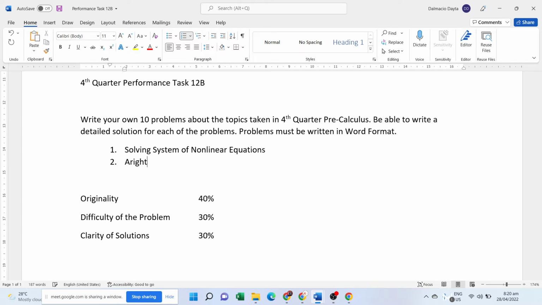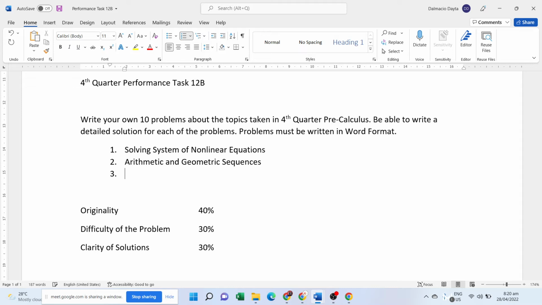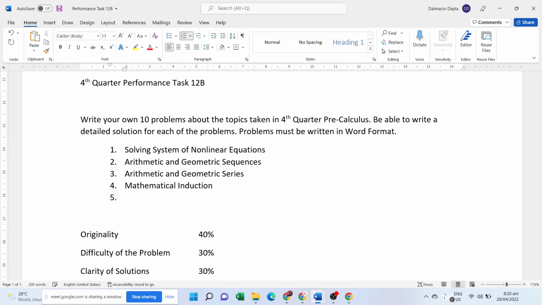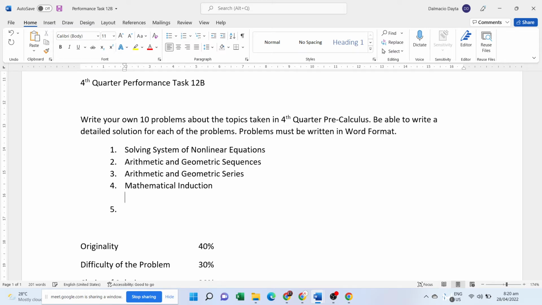This one, arithmetic and geometric sequences. Also, arithmetic and geometric series. You know the second and third topics very well because you have taken this up during grade 10 already. And then we'll have mathematical induction. For mathematical induction, we have 3 parts. I don't know if we can manage. Maybe we take two of them in 1 week.